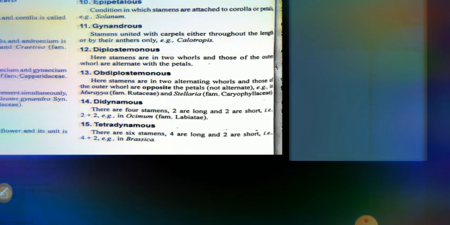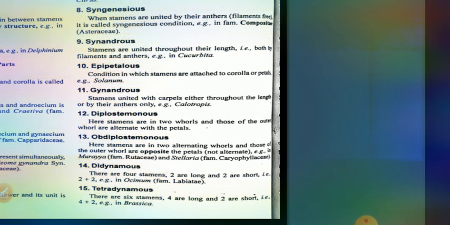And didynamous means two are long and two are short, that is 2 plus 2 whorls, that is why this is known as the didynamous. This is mainly found in Ocimum sanctum or the Labiatae family or the Lamiaceae family. Then tetradynamous has 6 stamens present in this case, but 4 are long and 2 are short. So, the 4 plus 2 rule is applied, found in the Brassicaceae family.